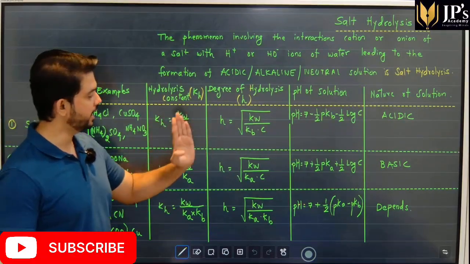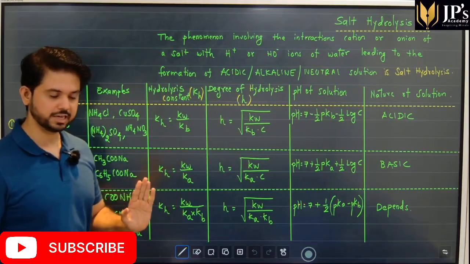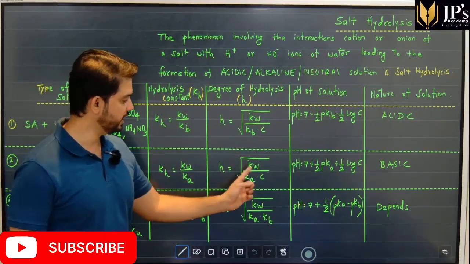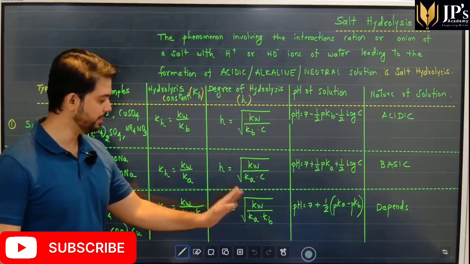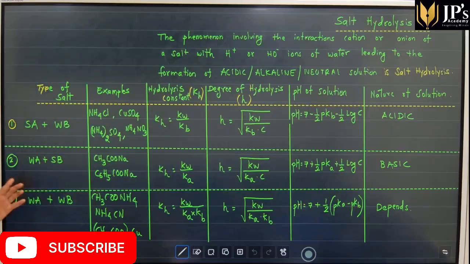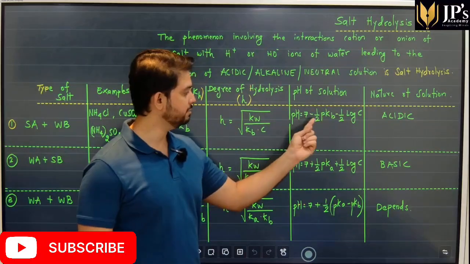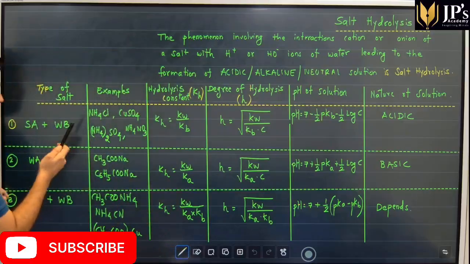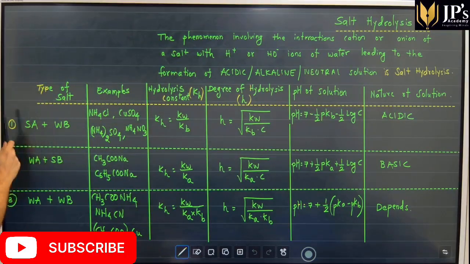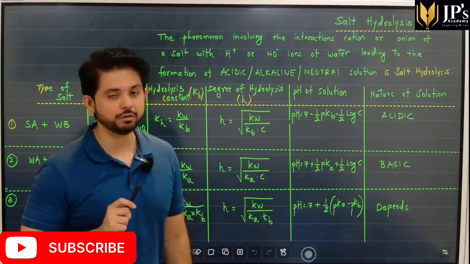Next, degree of hydrolysis: same expression, KW upon KB, but into the concentration of the salt. KW upon KA into the concentration of the salt. And KW upon KA into KB, where h will be exactly the same since it's a weak acid, weak base salt. Finally, the pH formulas. For the weak one, it is 7 minus, because the final solution is going to be acidic, as it's a solution of strong acid and weak base, and hence it will be 7 minus half pKb minus half log C.